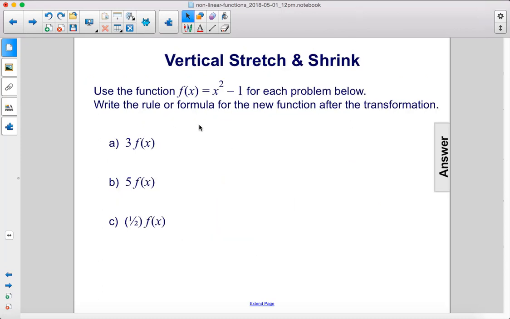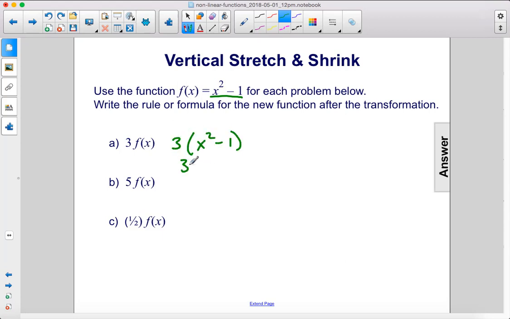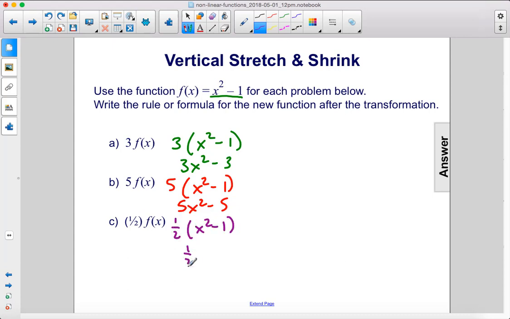Use the function f of x equals x squared minus 1 for each problem below. Write the rule or formula for the new function after the transformation. Alright, so we're using x squared minus 1, so we have 3 times f of x equals 3 times x squared minus 1, which is 3x squared minus 3. Here we have 5 times f of x, which is 5 times x squared minus 1, which is 5x squared minus 5. And finally, we have 1/2 times f of x, which is 1/2 times x squared minus 1, which is 1/2 x squared minus 1/2.